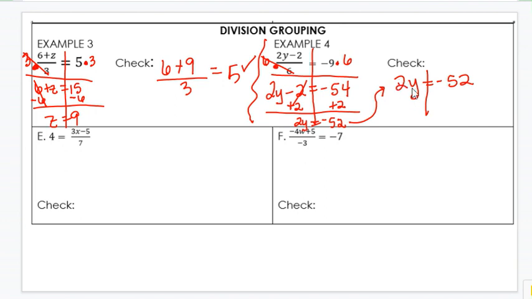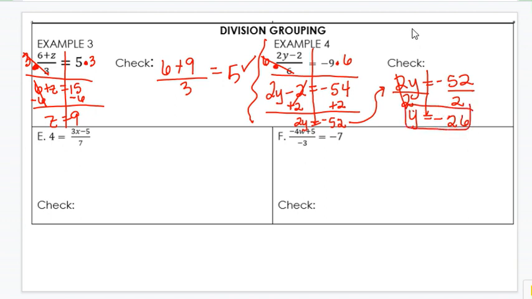Next, I want to get the y by itself, so we're going to get rid of the times 2 by dividing by 2 because that would be the inverse. And what you do to one side, you do to the other, so we're going to divide by 2 over here. 2 divided by 2 cancels, and we're left with y. And negative 52 divided by 2 is a negative 26.